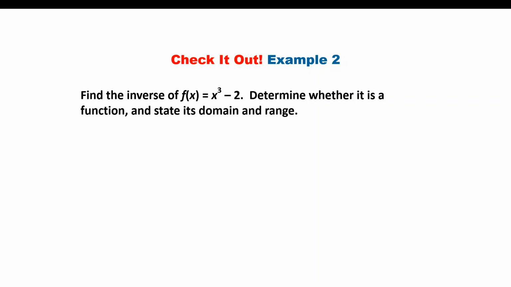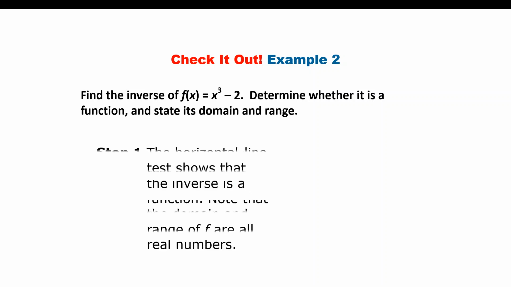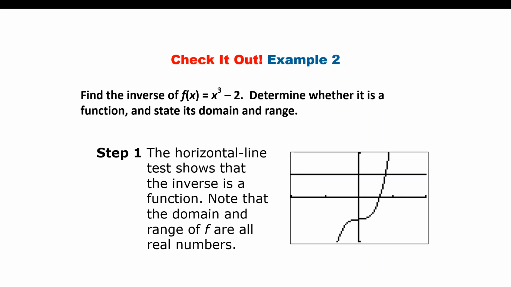All right, so on this problem, you're to determine whether it's a function and state its domain and range. So we have the cube root of x minus 2, so let's just take a look at that in the calculator. And when we do a horizontal line test on this, we see that the inverse is going to be a function, okay? We also want to take note that the domain and the range are both all real numbers, all right? So the x's and y's are going to just go on infinitely.